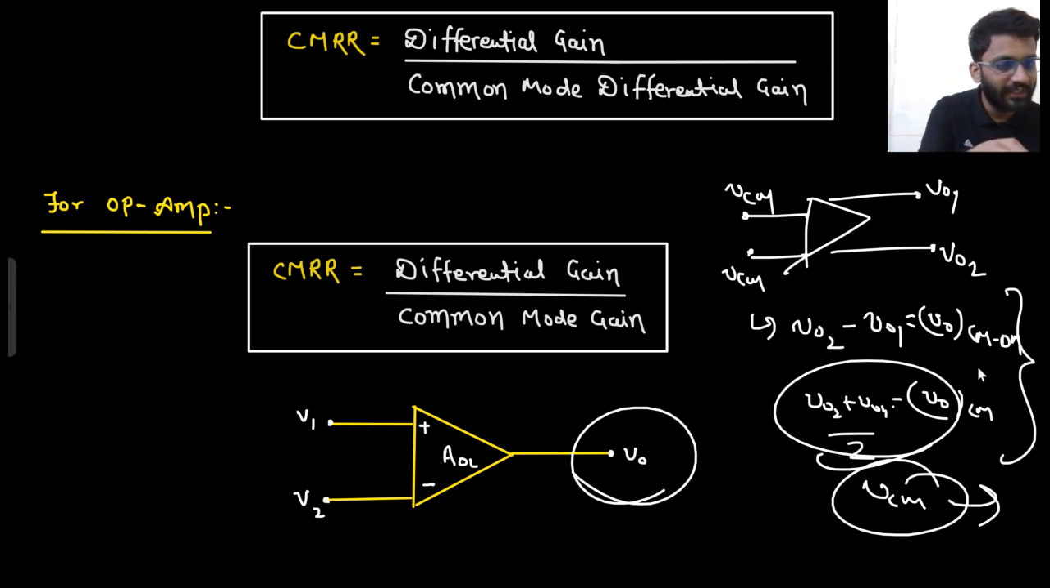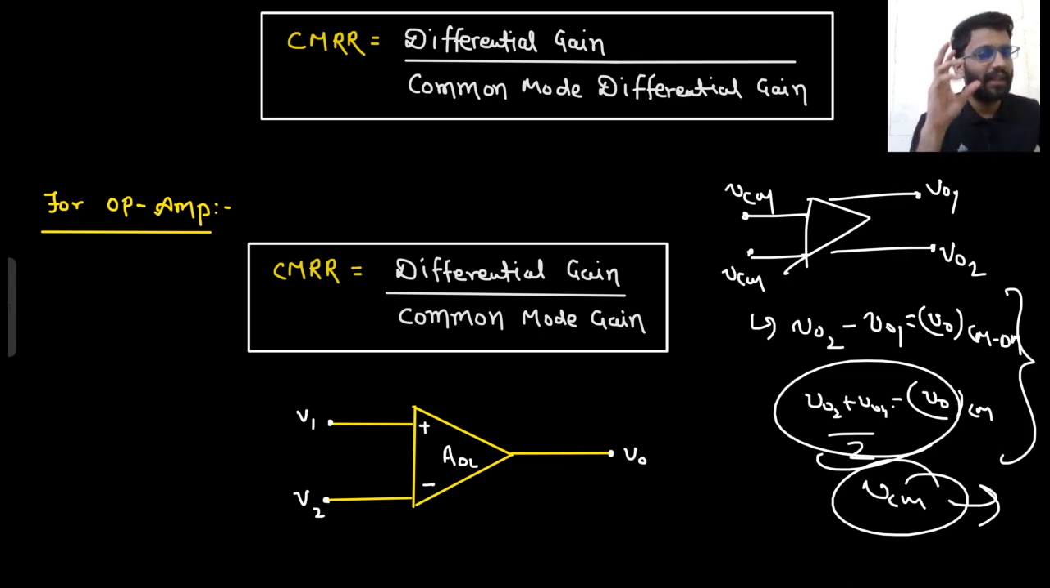So common mode differential gain and common mode gain are the same only in the case of OpAmp. Did you understand this point? Look, CMRR is defined as differential gain divided by common mode differential gain. That's for sure. But that is the definition for a differential amplifier. There are two outputs. In OpAmp, there is only one output.